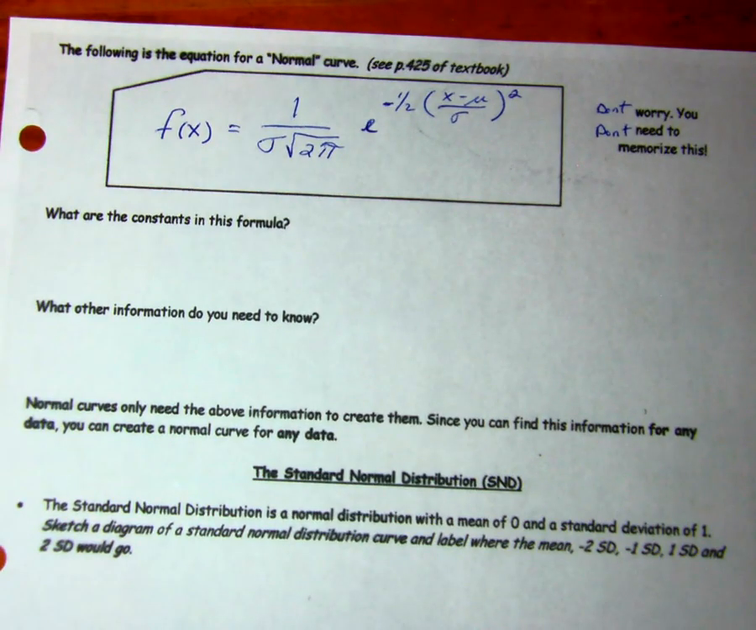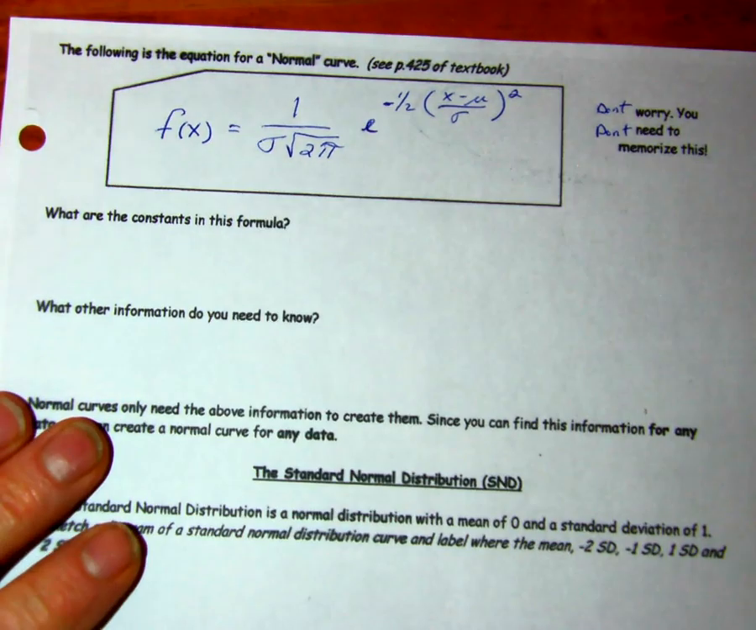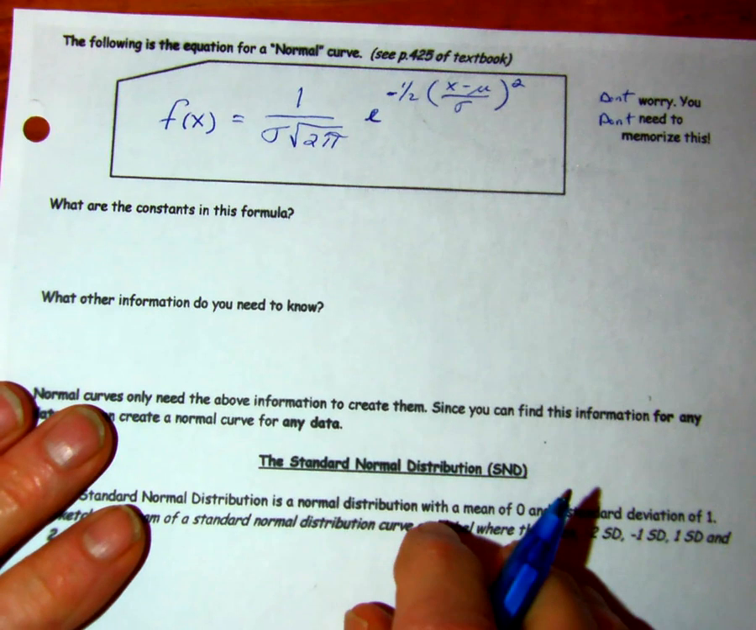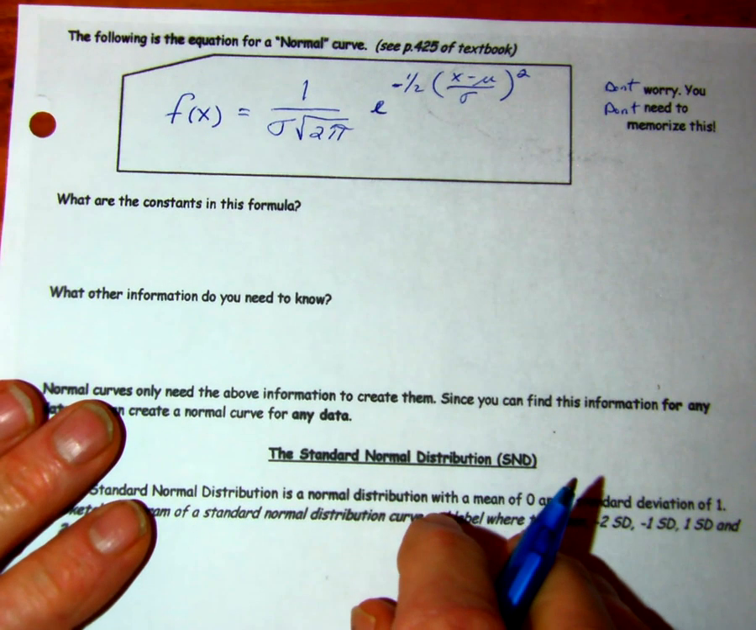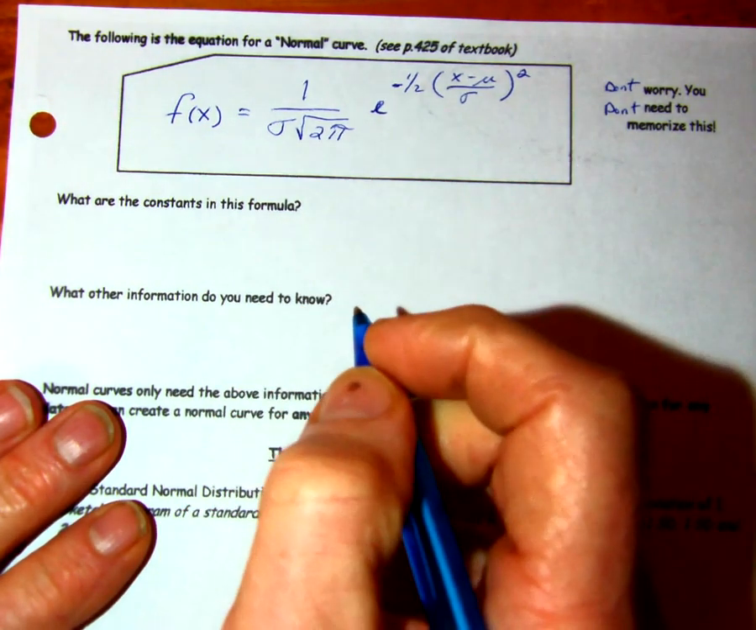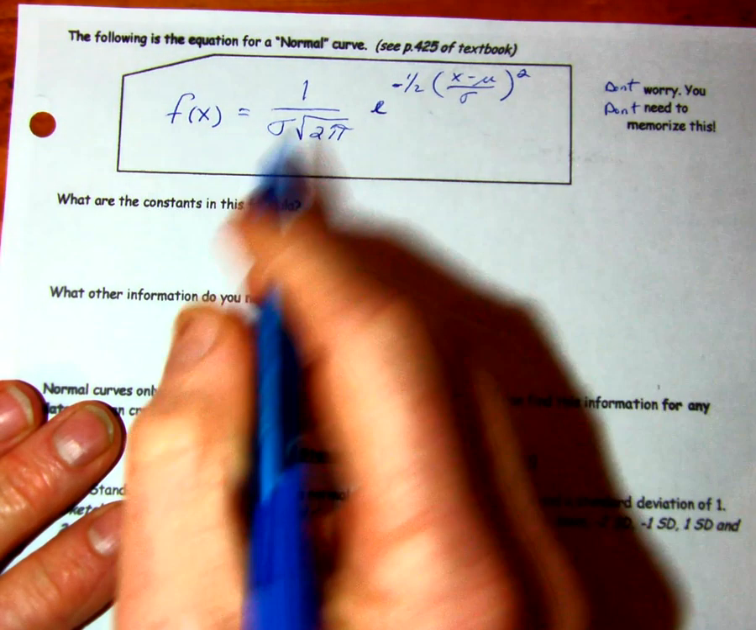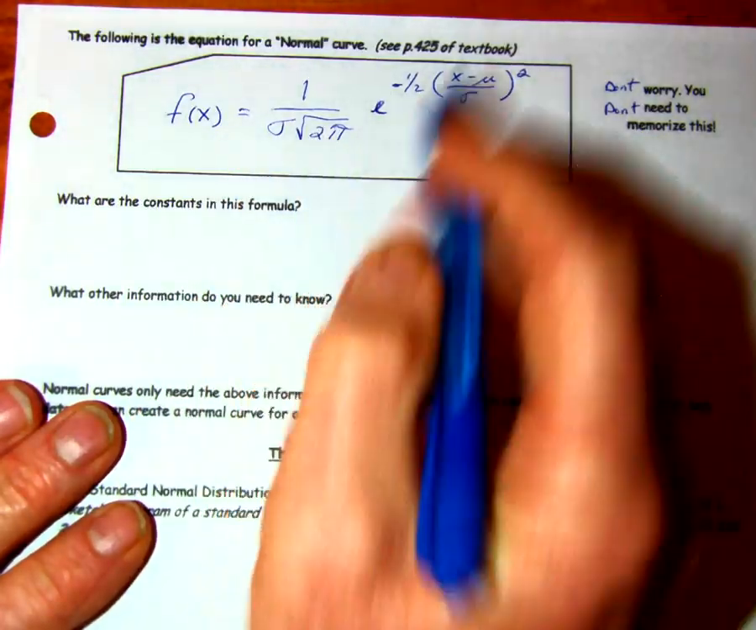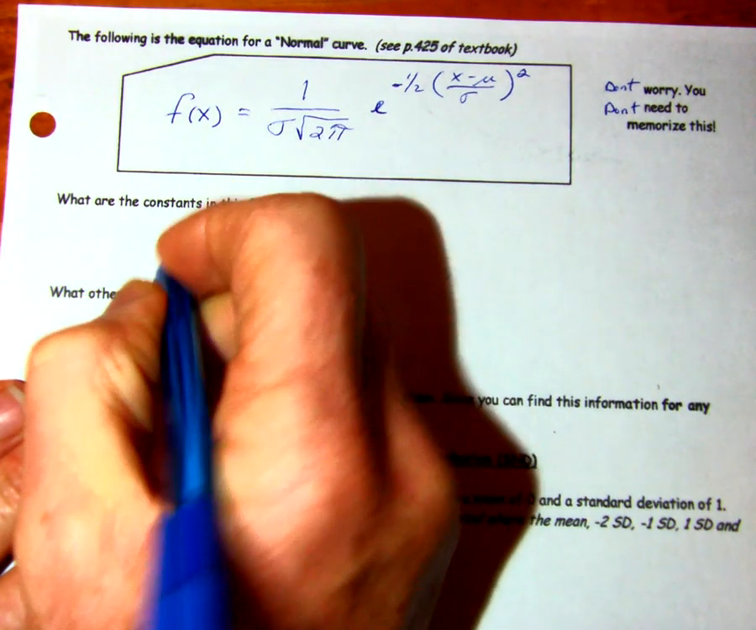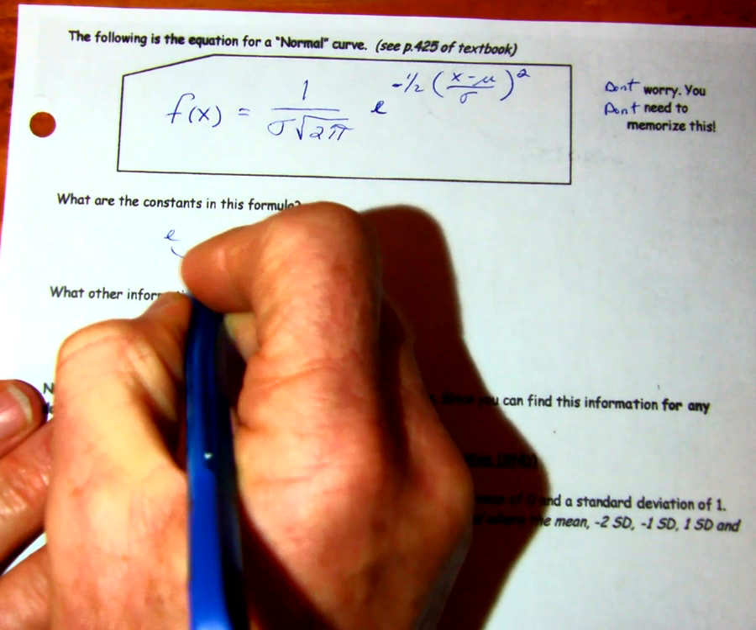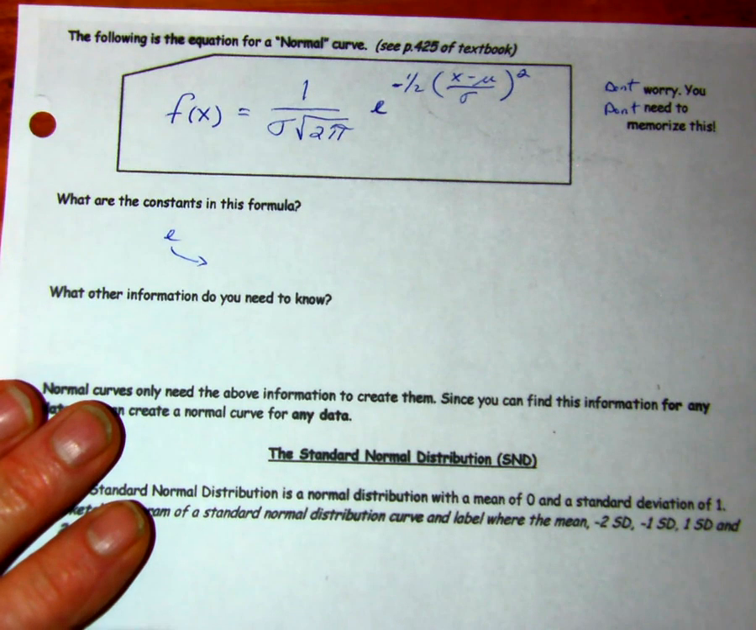So, all right. What are the constants in this formula? Sorry, what? So e is a constant, yes. e is a constant, and does anybody roughly know what e is?